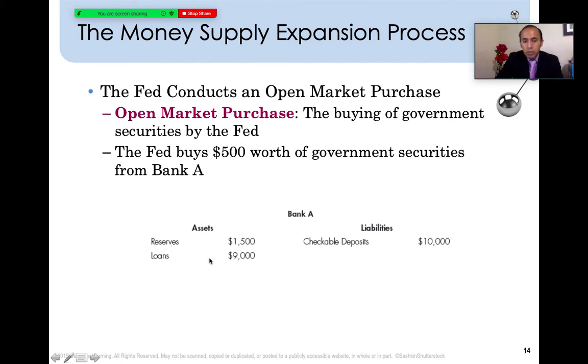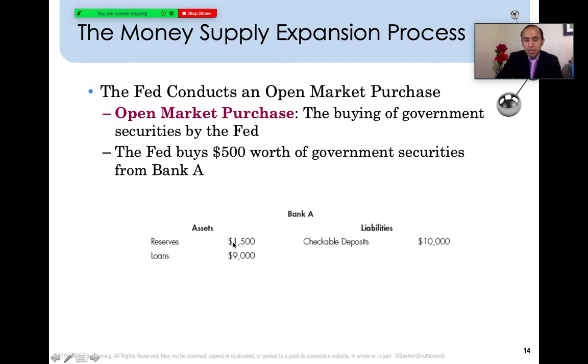Out of the remaining $9,000, they issued the loans, and now we have $1,500. Well, where did this extra $500 come from? Well, the bank had securities, and it sold those securities to the Federal Reserve, and the Federal Reserve credited the bank cash reserves of $500, which is now why we have $1,500. It added cash reserves into the bank's vault. So if you add this together, $1,500 plus $9,000, this is now $10,500. Assets are greater than liabilities.